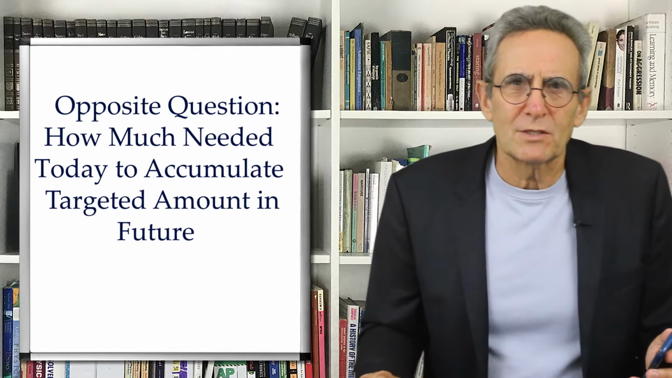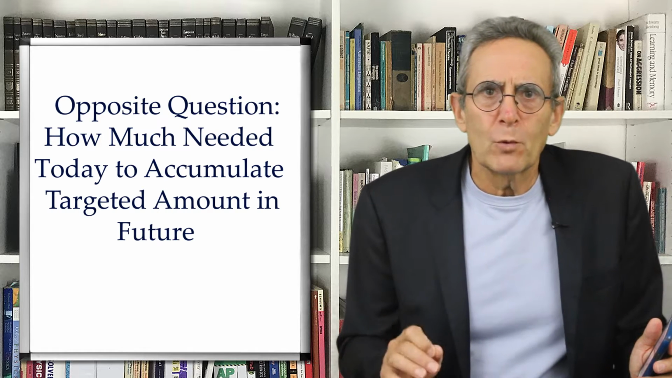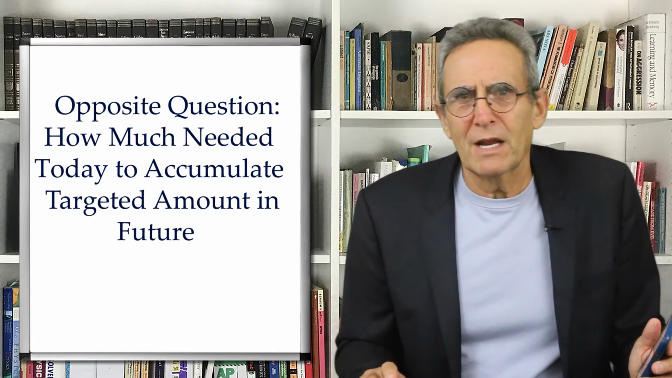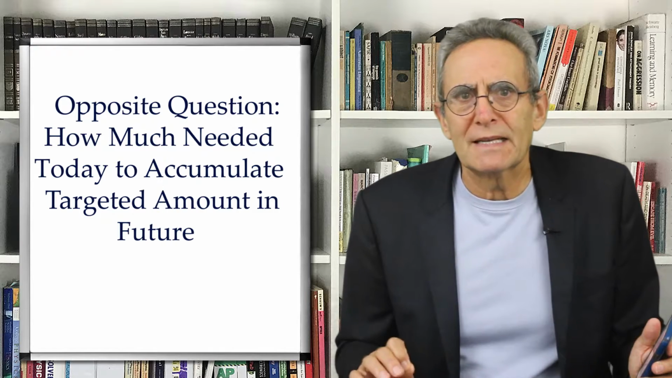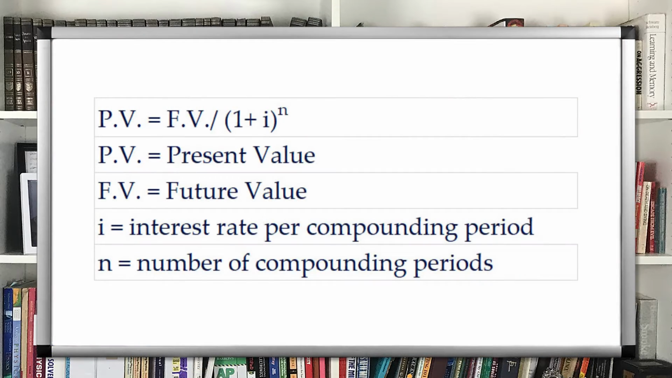Now, in many situations, we want to answer the opposite question. We know that we will need a certain lump sum in the future, and we want to know how much we will need today in order to accumulate this targeted future value. Well, applying a bit of algebra, we can convert the earlier formula to get the formula we need to answer this question. Here is the converted formula.